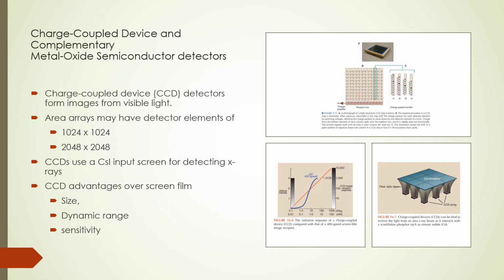The bottom right figure shows an illustration of a CCD system. The readout is shown in the top figure. Readout is done line by line. The bottom left figure shows a comparison between a CCD graph and a characteristic HD curve of a 400 speed screen film system. The CCD system is more sensitive to radiation and has a wider dynamic range than screen films.